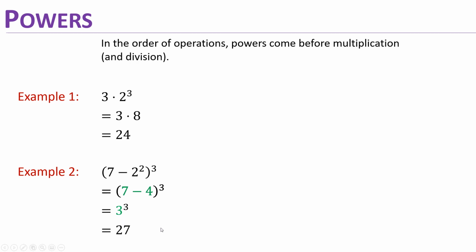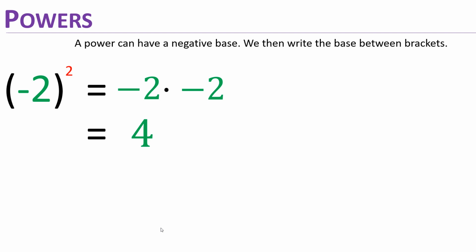We will need to take care to keep the result between brackets in other cases, because it matters whether our base is positive or negative. So a power can have a negative base, and if the base is negative, that is, if our power tells us to multiply a negative number by itself, then we have to write that negative number between parentheses, between brackets. And the exponent now tells us to raise the value of whatever is between the brackets to a certain power. So here we square the number negative 2. That means multiplying it by itself. Negative 2 times negative 2 is positive 4.